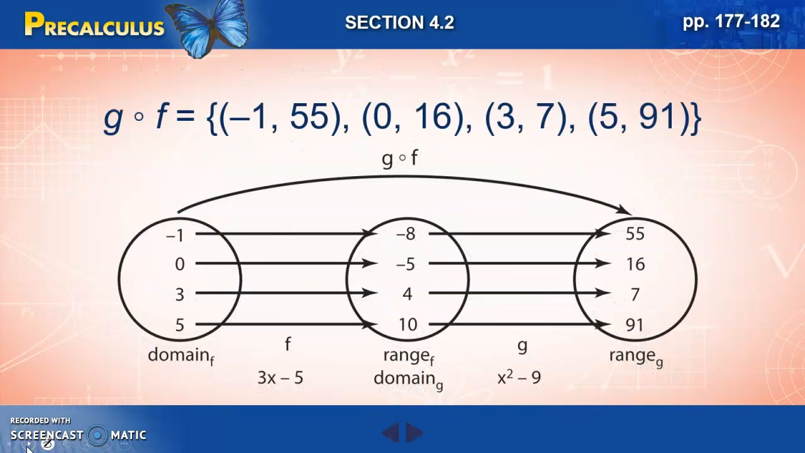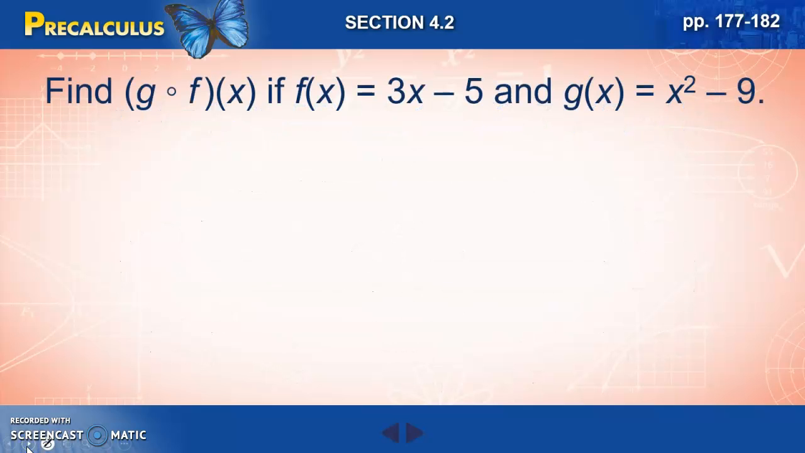Now, we're not going to do a mapping diagram every single time. We are going to do this with kind of an algebraic shortcut. So let's find g composed with f, if f of x equals 3x minus 5, and g of x equals x squared minus 9. Now again, this is g composed of f of x.